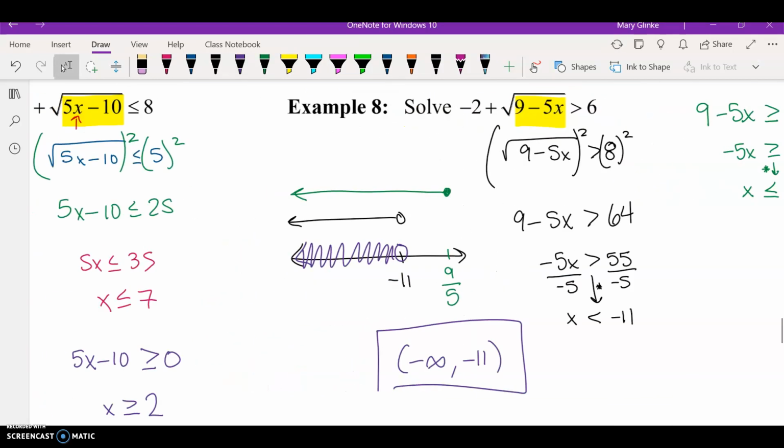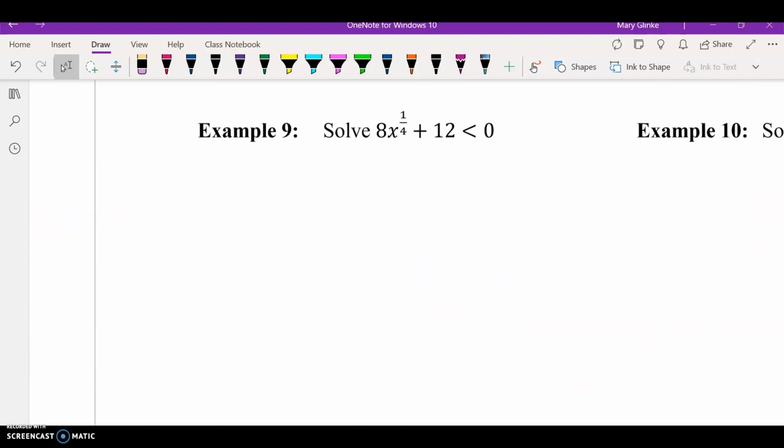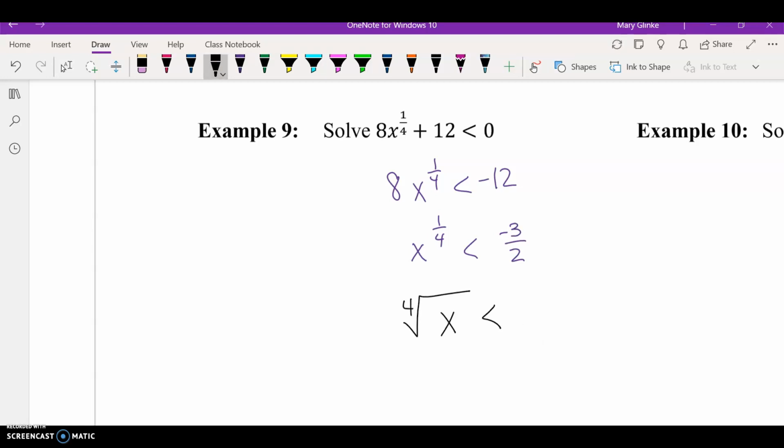So let's take a look at some other different contexts that might pop up. So let's try number 9. So we're going to go ahead and subtract 12 from both sides and divide by 8 and reduce. Now x to the 1/4 is the same thing as the 4th root of x. Now I'm changing forms here to kind of help us think about this one a little bit more.